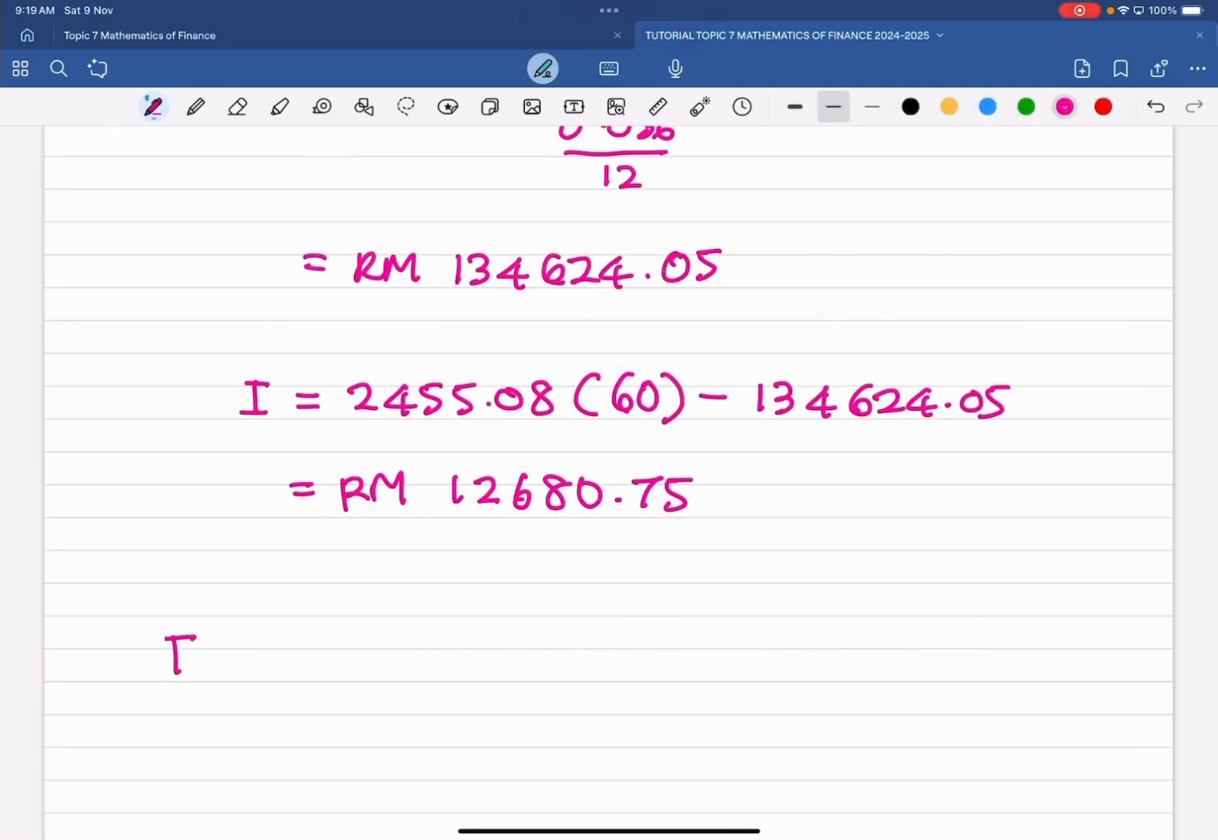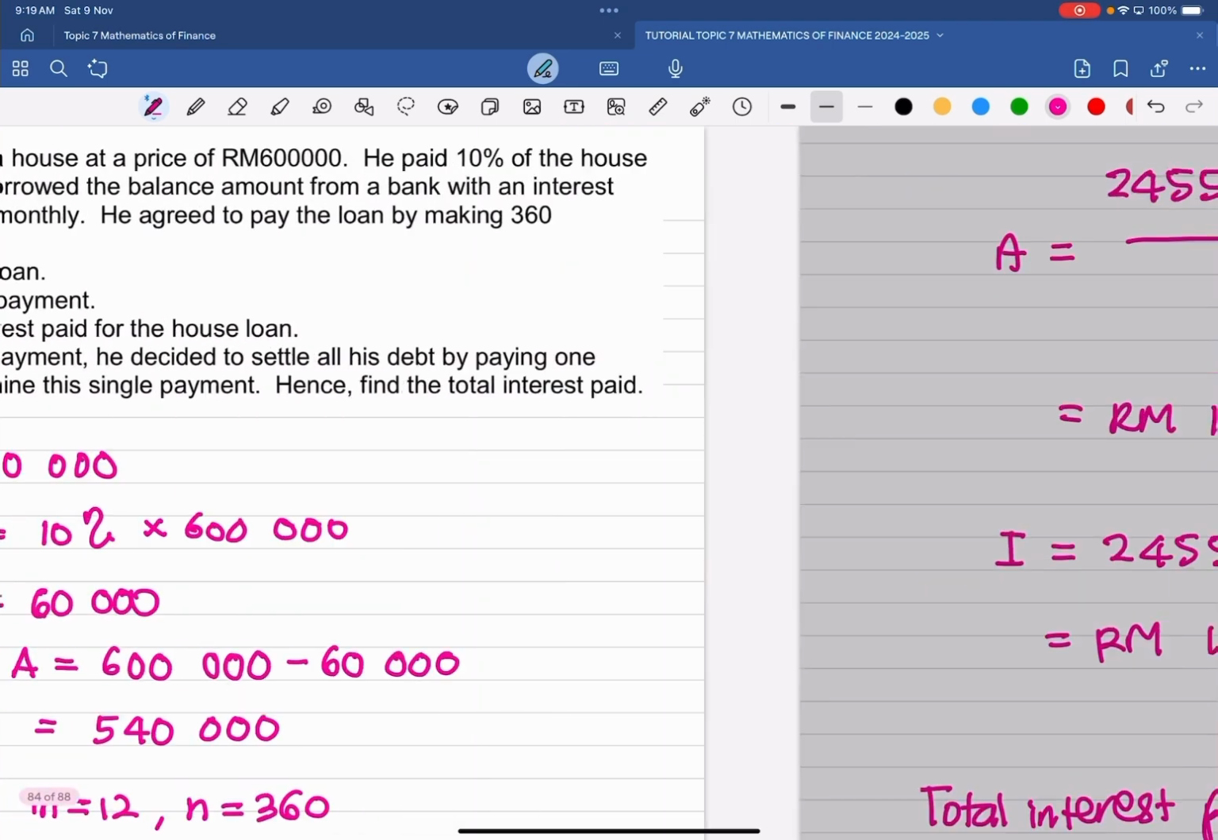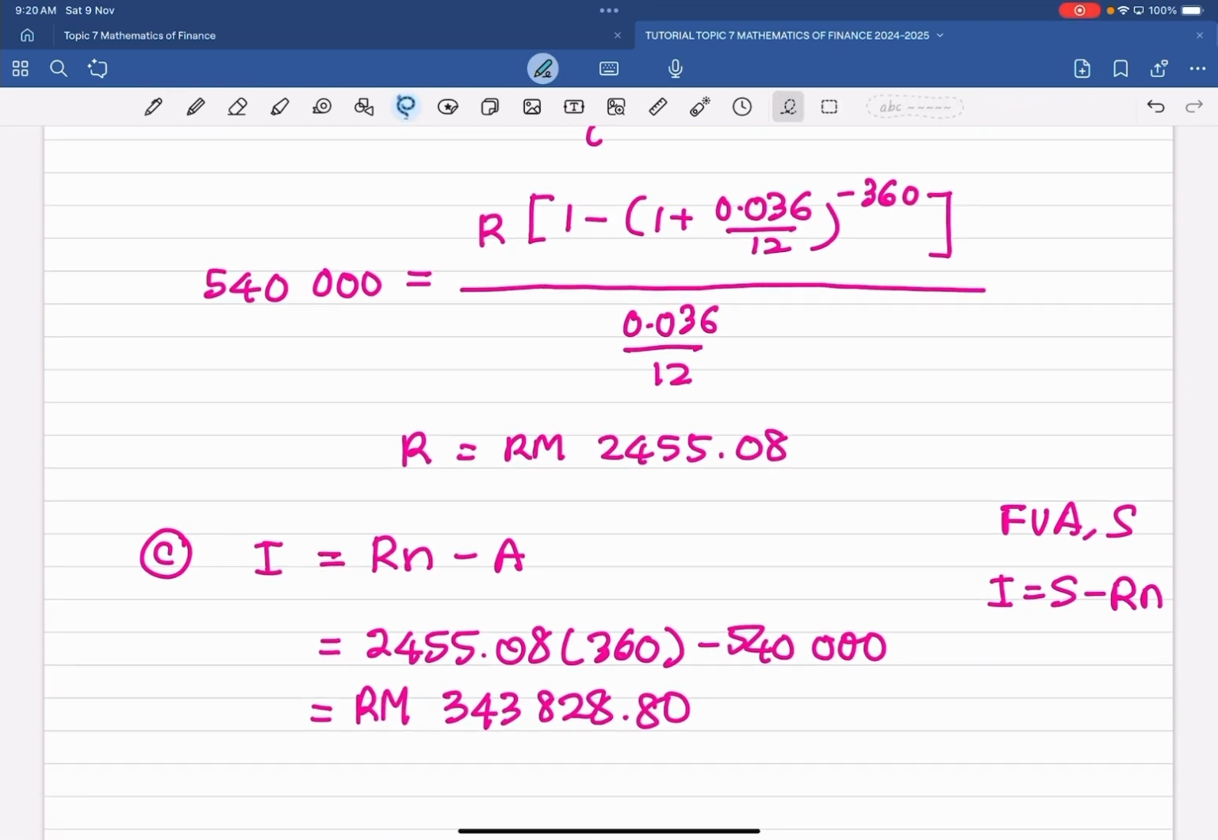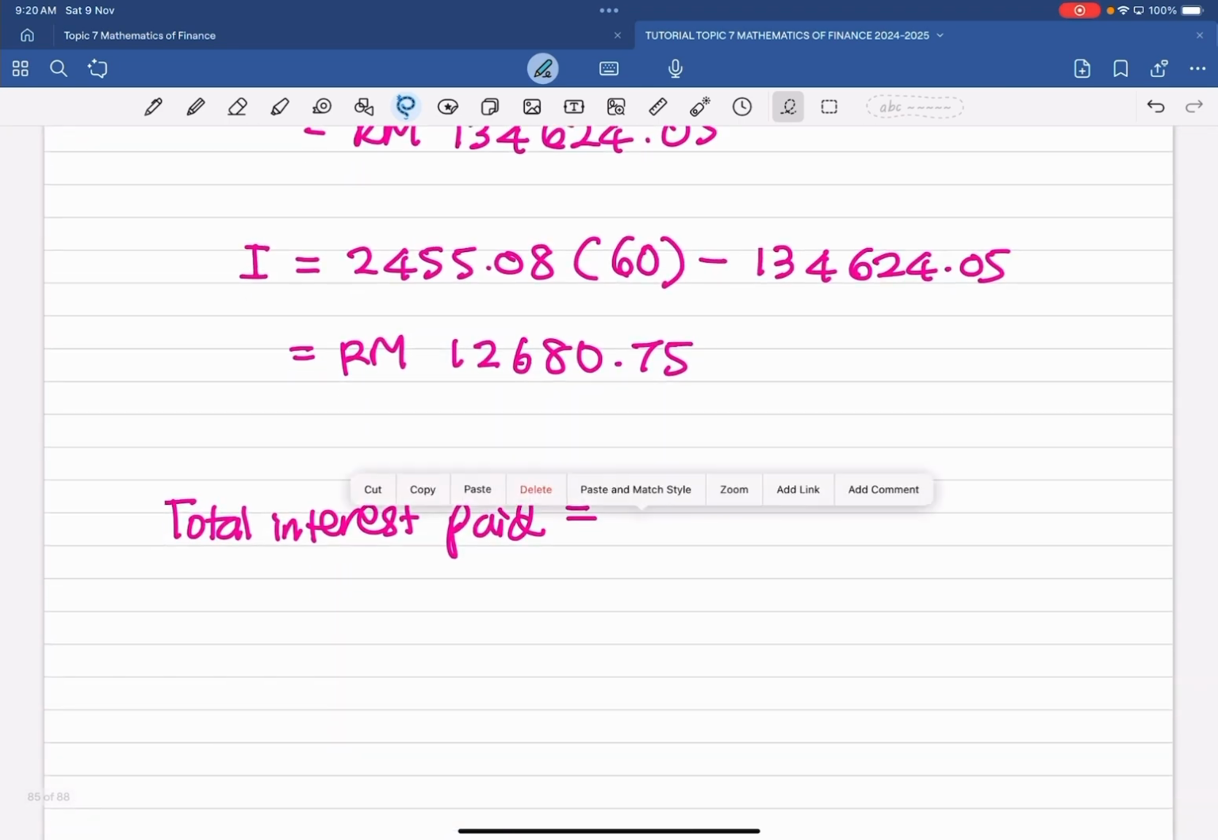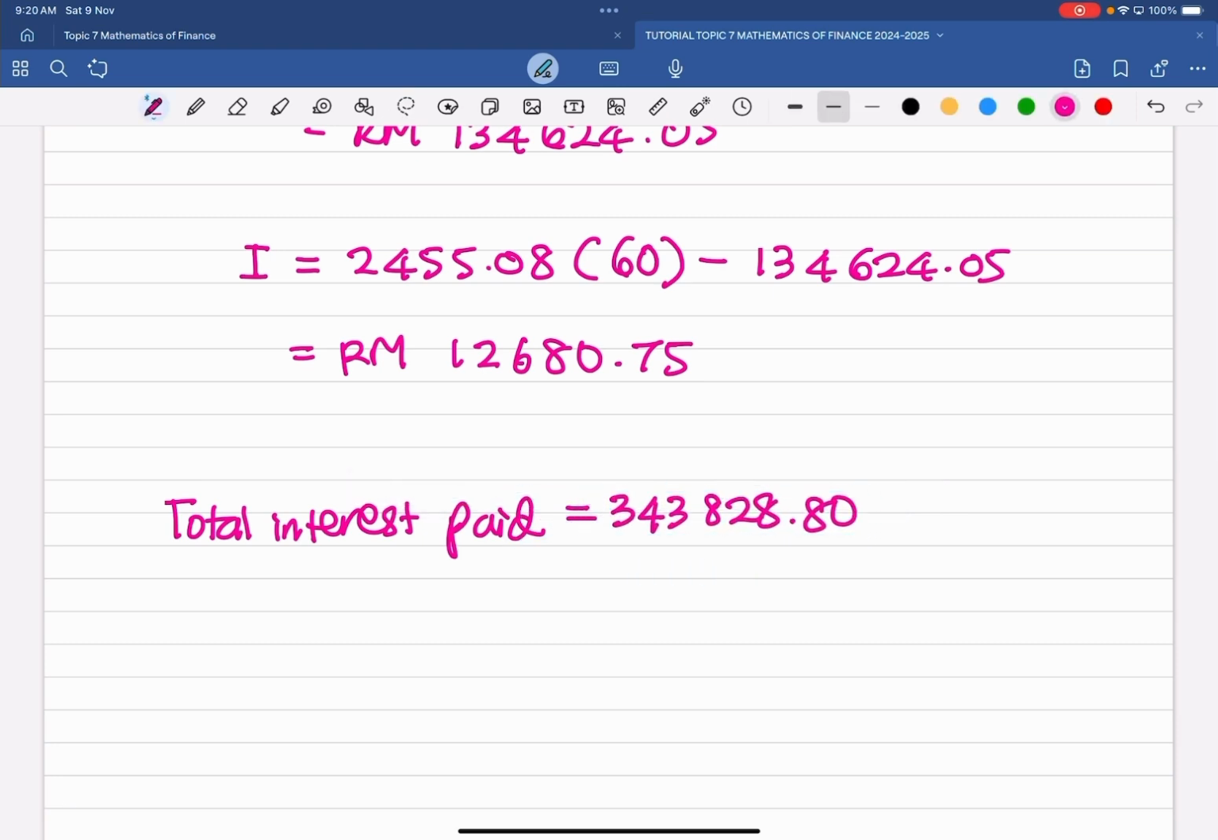The total interest paid means we have to do what? What are we going to do to find the total interest paid? What minus what? The interest from before, right? Oh, okay, this one. This interest has to be subtracted from the interest above, 12,680.75. So how much do we get? 331,148.05.